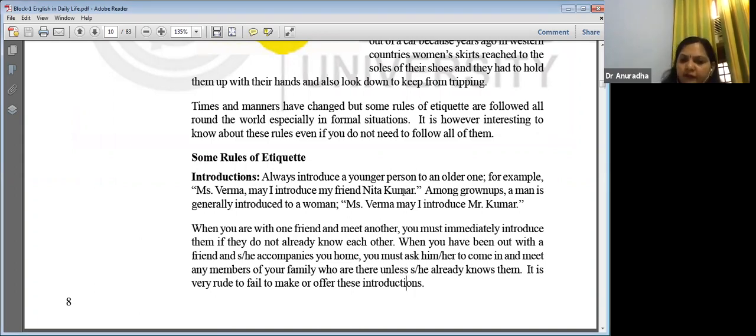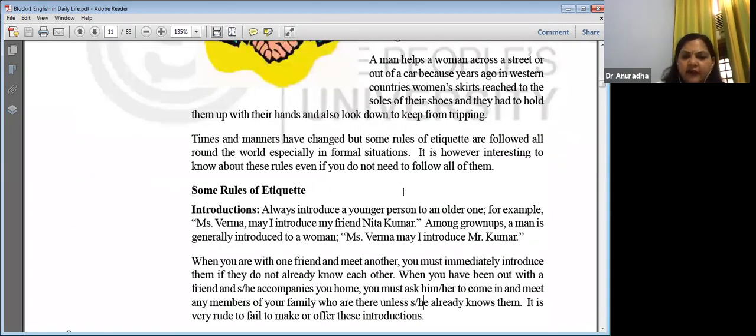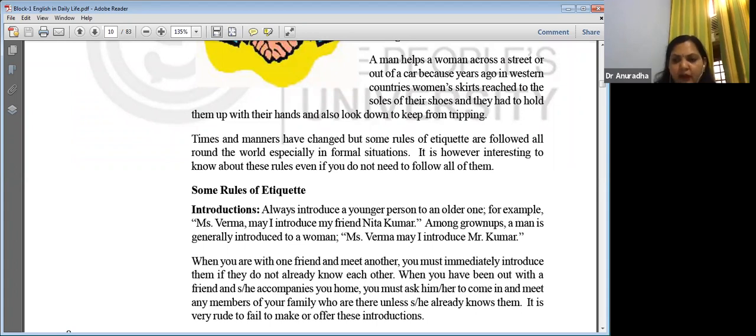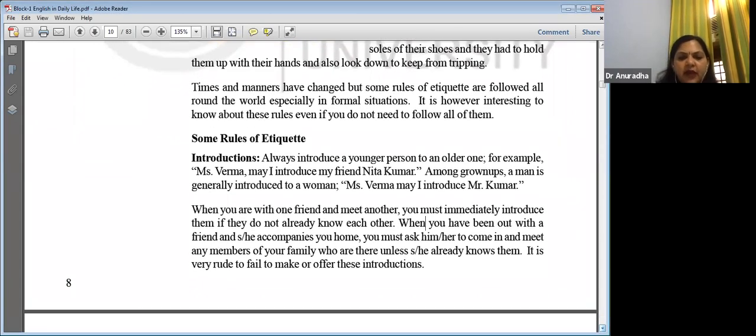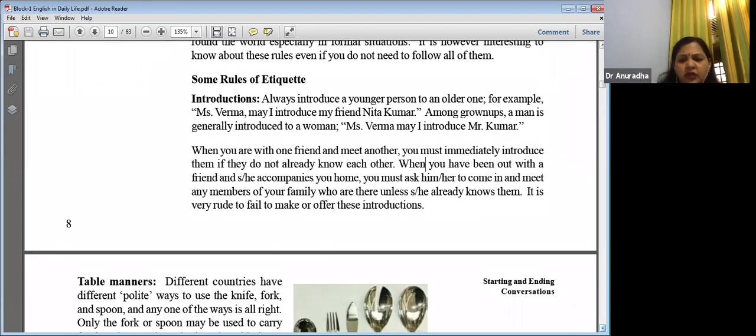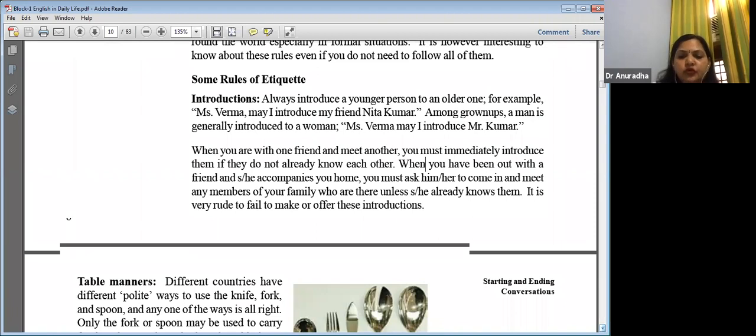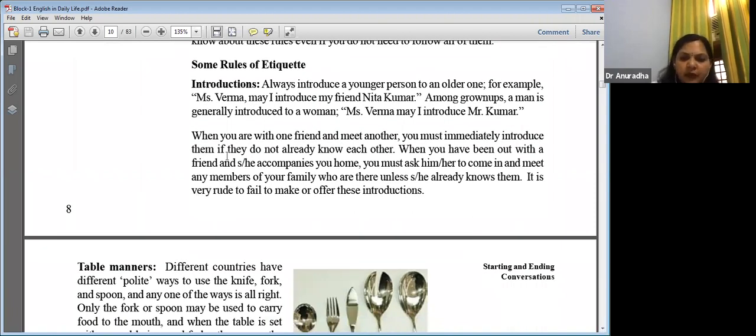When you are with one friend and meet another, for example in a peer group, they will all be of the same age, but you must immediately introduce them if they do not already know each other. So students, keep this in mind: whenever you are two or three friends and one more friend joins you, you should introduce the other one immediately, otherwise it will be difficult for you to behave or talk in a group.